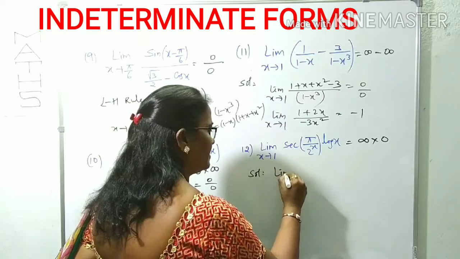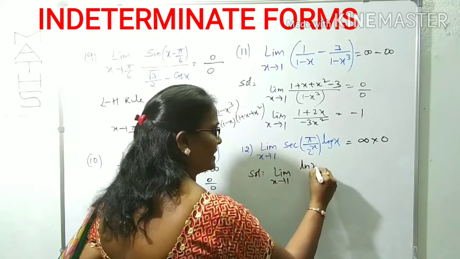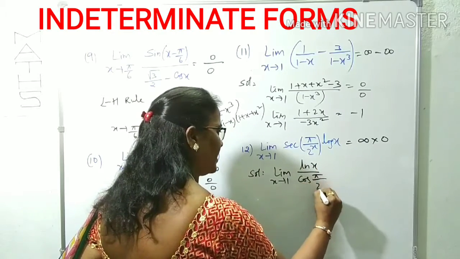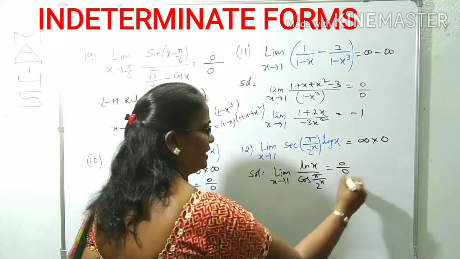Like limit x tends to 1. This one I am writing, log x as it is. Sec you can write as 1 by cos of pi by 2 power x. Now it is clearly in the form of 0 by 0. L'Hospital rule. What is that?